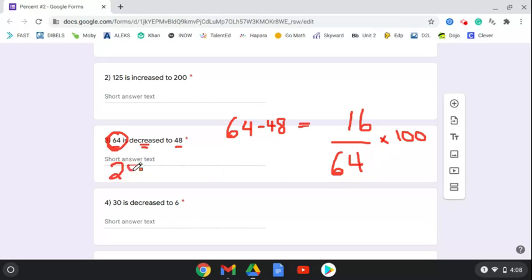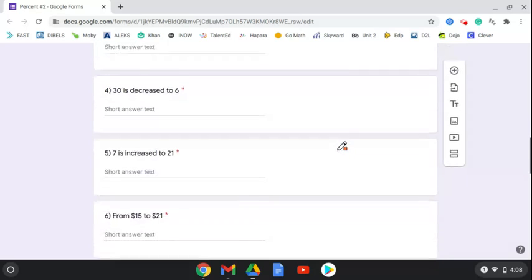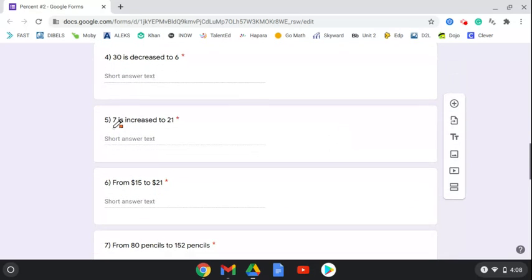get 25, right? So this is a 25% increase or decrease? Decrease, right? Because I'm going down. So this is a 25% decrease. Be sure you put decrease in that text box. 25% decrease.